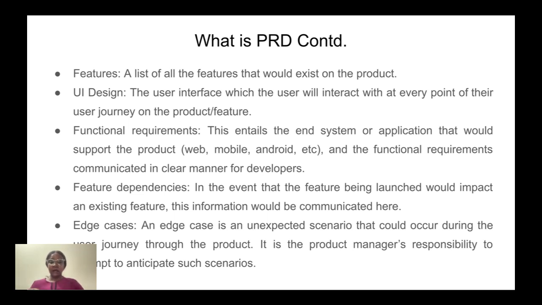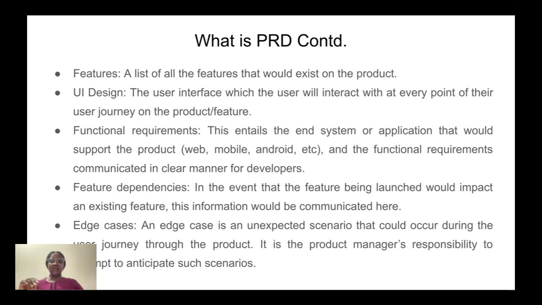Now, functional requirements, this is for engineering. This entails the end system or application that will support the product. So is it an app? Is it a mobile app? Is it a web product? Is it Android or iOS? You have to include this information on the PRD.